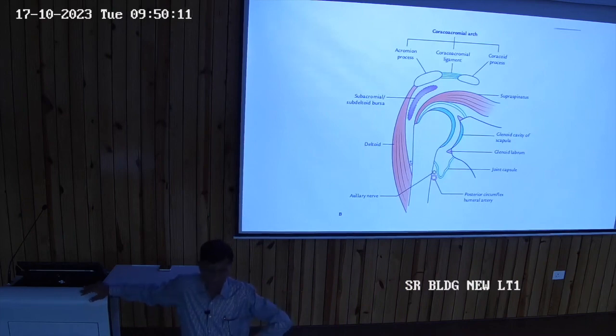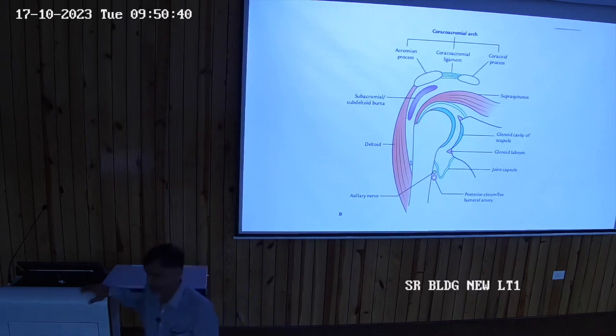Second thing, the frozen shoulder. Again, the problem of old age. Frozen shoulder, F-R-O-Z-E-N. What happens in the frozen shoulder? The fibrous capsule of the shoulder joint shrinks. There is shrinkage of the fibrous capsule of the shoulder joint.